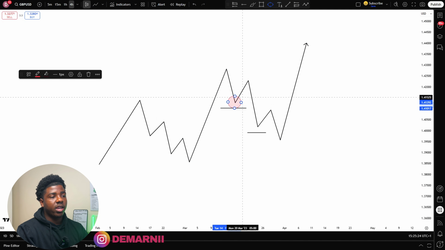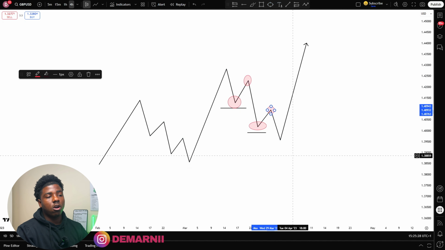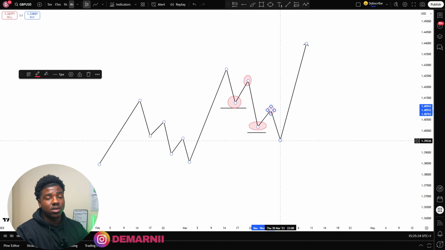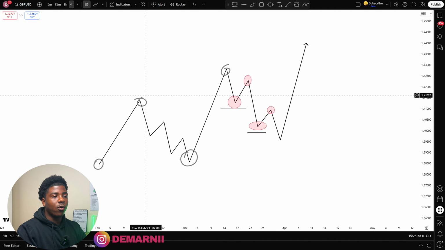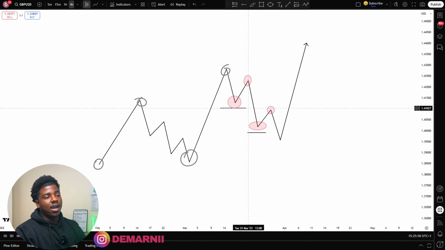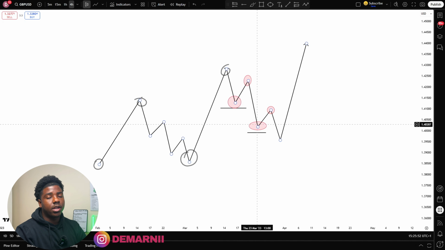These little points right here are minor structure levels, because no big moves have come from them. This didn't create a big move, this didn't create a big move, this didn't create a big move, and this one didn't create a big move. These are minor structure levels. These are major structure levels. So breaking this major structure level is way more important than breaking this minor structure level.